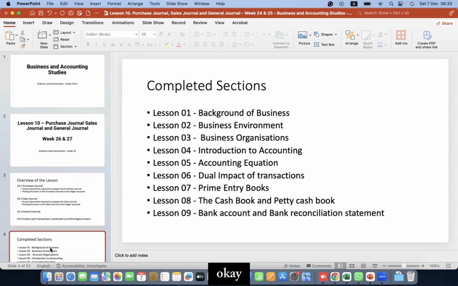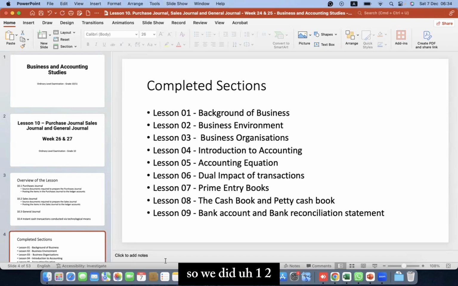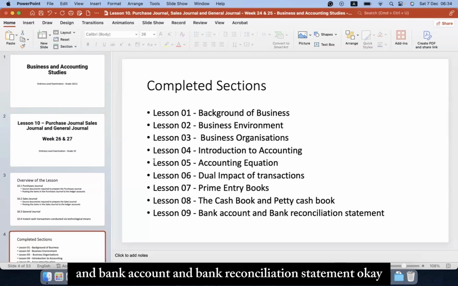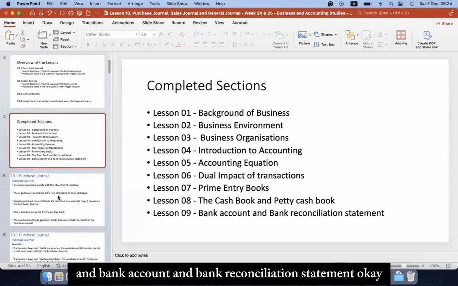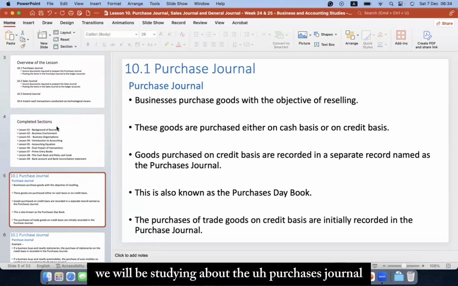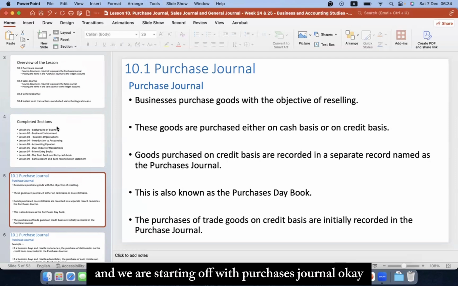Okay. So far we have completed almost 9 lessons, starting from background of business to bank account and bank reconciliation statements. So we did 6 accounting lessons, starting from introduction to accounting, accounting equation, dual impact of transactions, prime entry book, the cash book and petty cash book, and bank account and bank reconciliation statement. Okay. So today we will be studying about the purchases journal, sales journal, and general journal. And we are starting off with purchases journal.